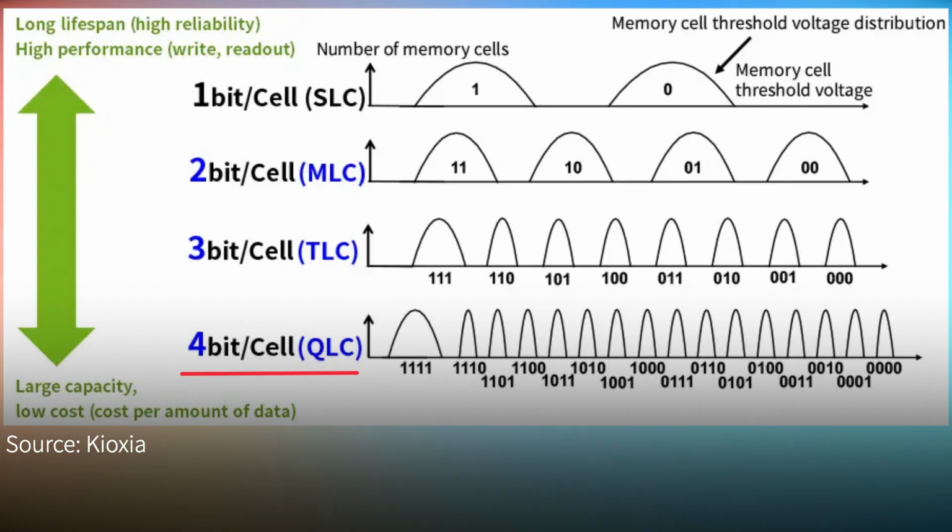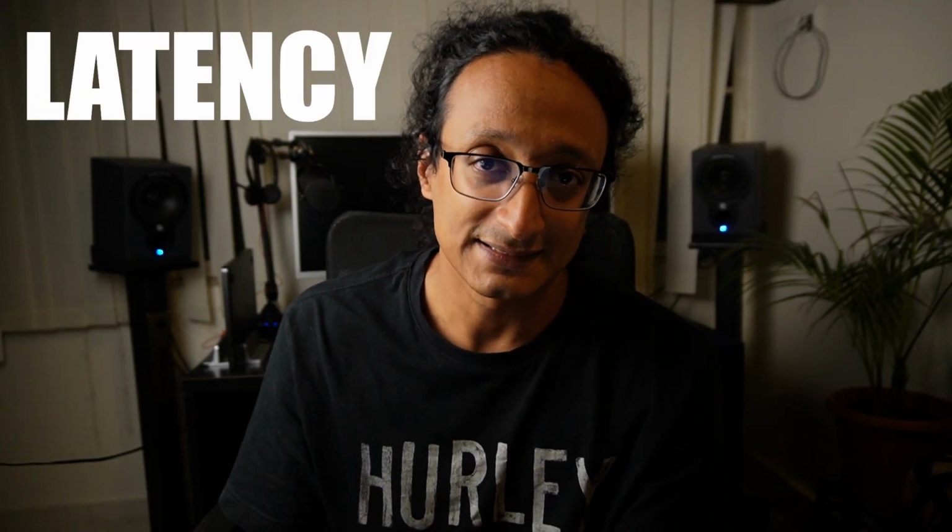And researchers are taking this to add yet another bit to create a penta-level cell, or PLC. You get the idea. So now that we understand all the levels of cells from single layer cells all the way to penta-level cells, what is the trade-off when you keep adding different number of bits and storing more charge levels in a transistor? One of the biggest problems is latency.